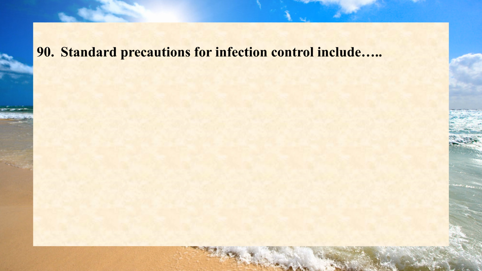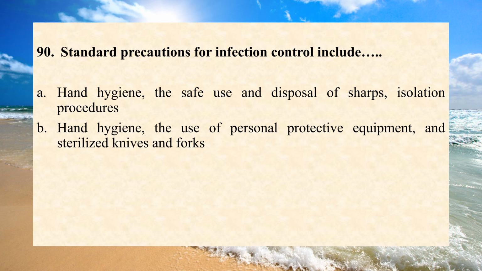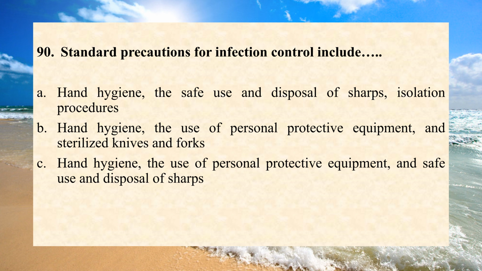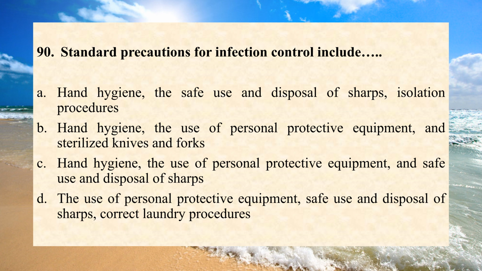Standard precautions for infection control include option A. Hand hygiene, the safe use and disposal of swab, isolation procedure. Option B. Hand hygiene, the use of personal protective equipment and sterilized knife and forks. Option C. Hand hygiene, the use of personal protective equipment and safe use and disposal of swab. Option D. The use of personal protective equipment, safe use and disposal of swab and correct laundry procedure.